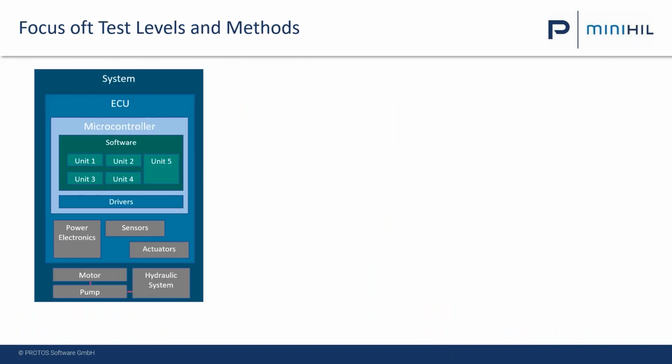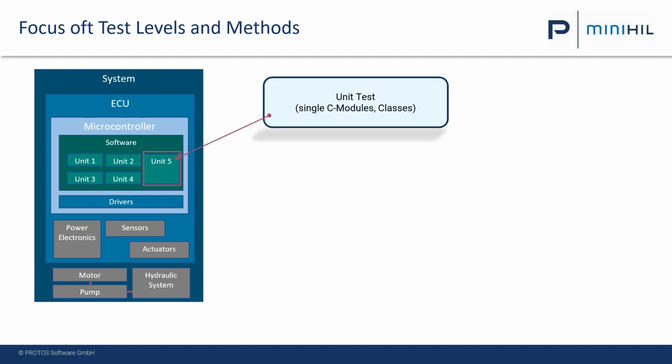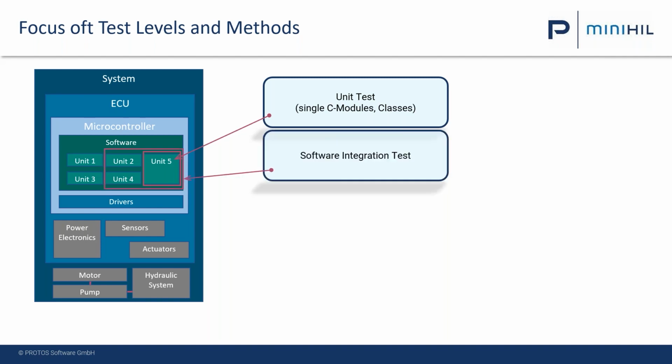So let's have a closer look at the system, what it contains, and what kind of tests you run on which level. Let's start with the pure software units. Usually it's possible to test a software unit, a single C module or a class, with a unit test tool. That's the smallest unit usually tested. If you take a couple of units together, you can run a software integration test. That's something you can also run on a unit test platform. So it's a pure software test. It's easy to do, it's cheap, it's fast.